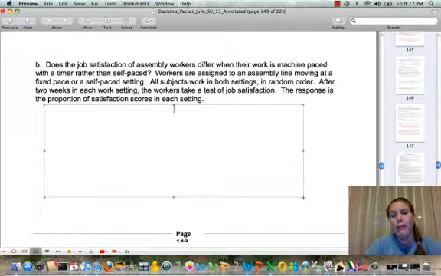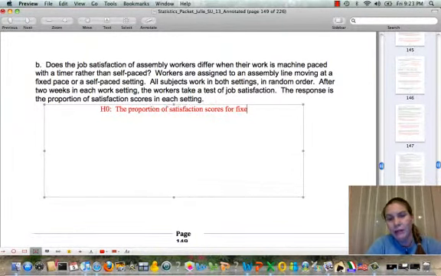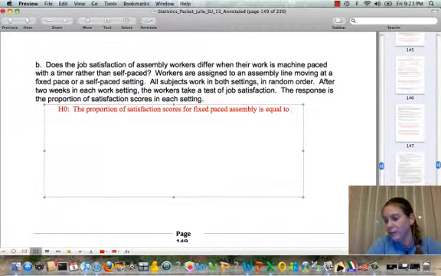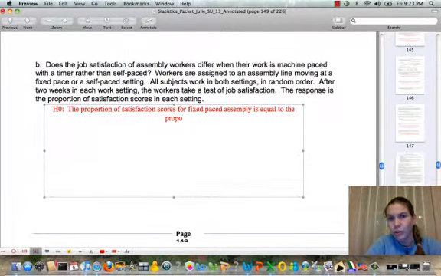So let's go ahead and write our hypotheses. The null hypothesis H sub 0 is the proportion of satisfaction scores for fixed pace assembly is equal to, right, because remember it's a null hypothesis, the proportion for self-paced assembly.